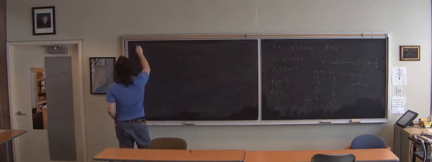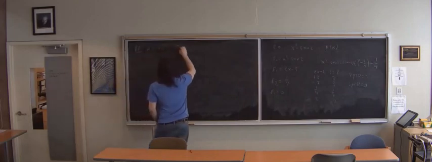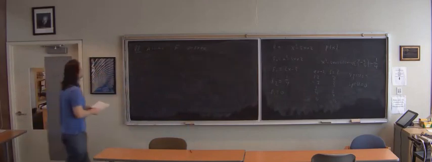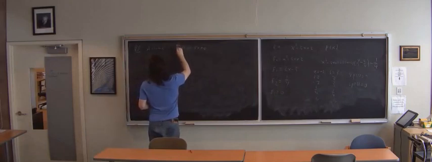Okay, so let's get the proof. First, assume f is square free. It's not hard to reduce to that case, and I don't want to deal with that here. So assume p of x is square free.